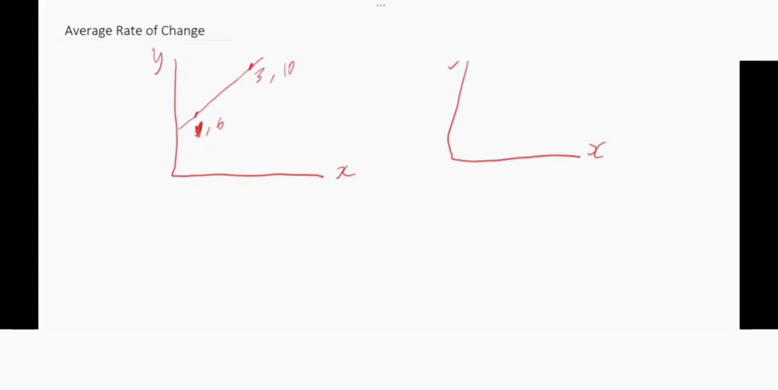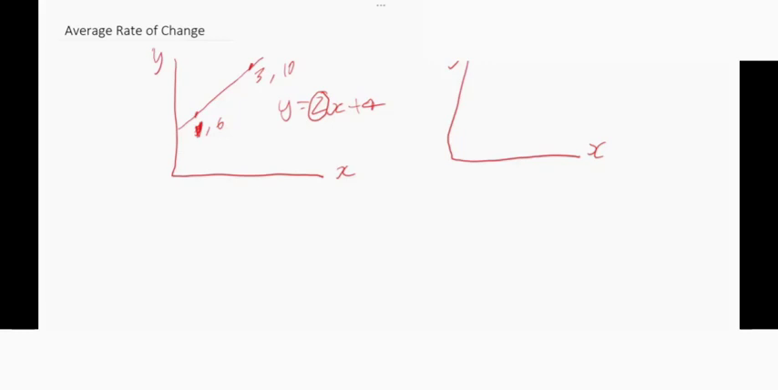So for any linear equation, the average rate of change is just the gradient. So an equation that would suit this is, say, y equals 2x plus 4. And the average rate of change here is simply 2, because that's the gradient. And if we're trying to figure out the average rate of change, it's rise over run, pretty much. So you find out the gradient.